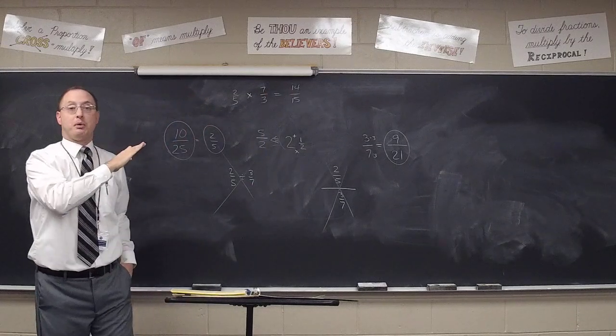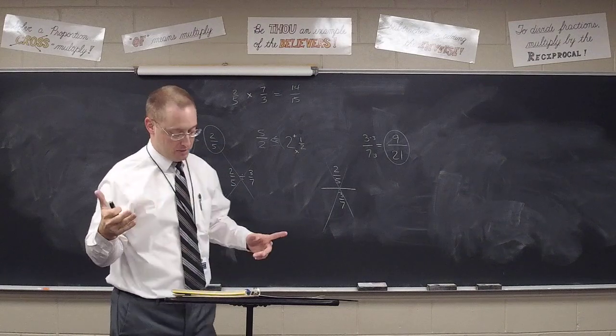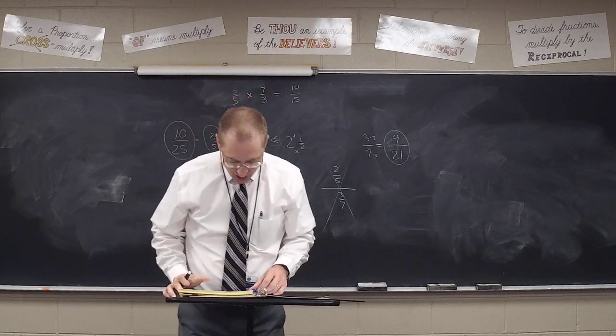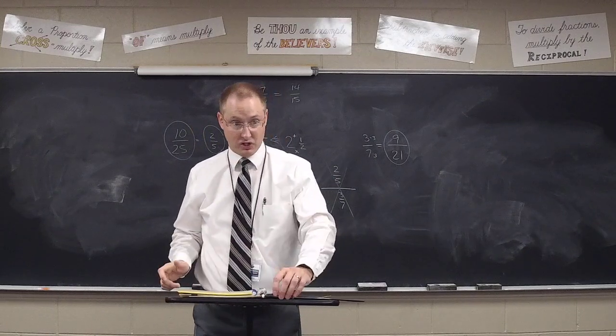What if it had come out improper? What would I have to do with it? Make it a mixed number. Let's take a look at the homework. Before we do, Michael, you had a question earlier? Okay. Number 25, what'd you get for your answer, Corey?